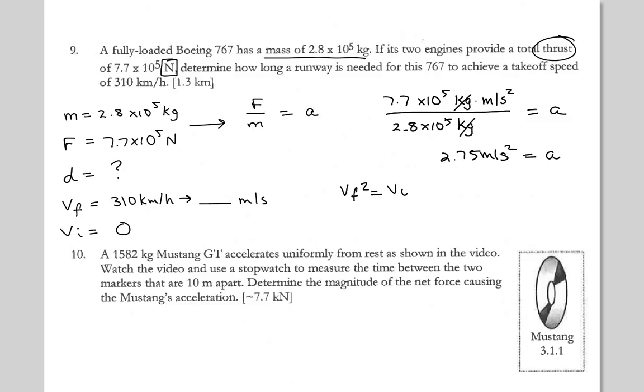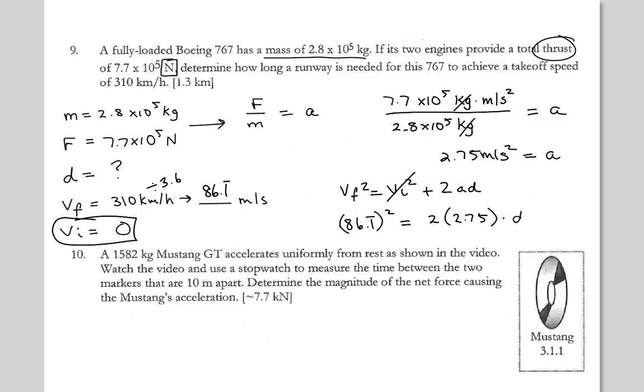VF squared equals VI squared plus 2AD. We know that VI squared is 0. This whole term is gone. VF is 310 divided by 3.6. 86.1. Is this repeating? Okay, 86.1 repeating. All squared equals 2 times 2.75 times D. Divide those out.